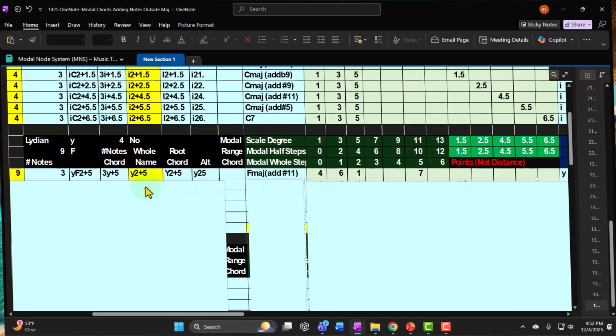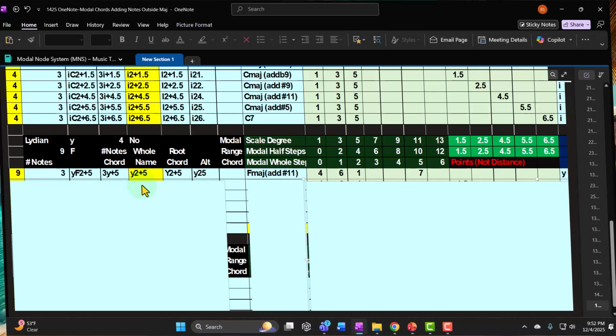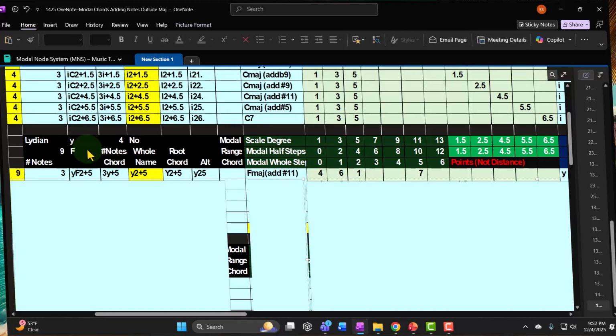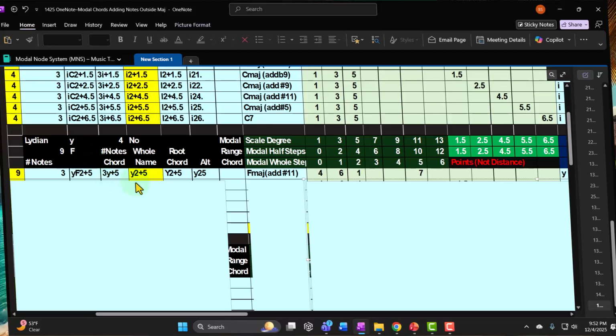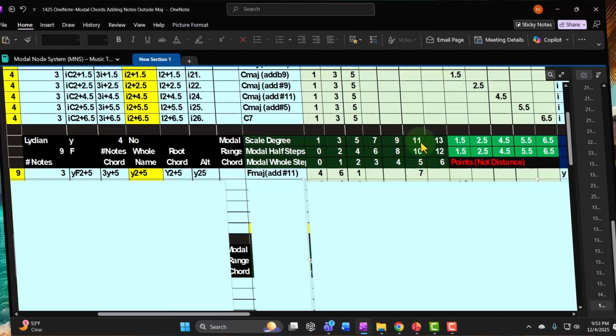Whereas if I was to add the note our way, all I have to say is, look, the distance is standard not to the major scale. No, it's standard to measuring from the Lydian node, which is the continent equivalent position that we're on the map of the territory. So I can just say it's a Y2 plus 5, meaning I'm adding the one that's 5 modal whole steps times 2 would be 10 modal half steps, which would be the 11th scale degree.